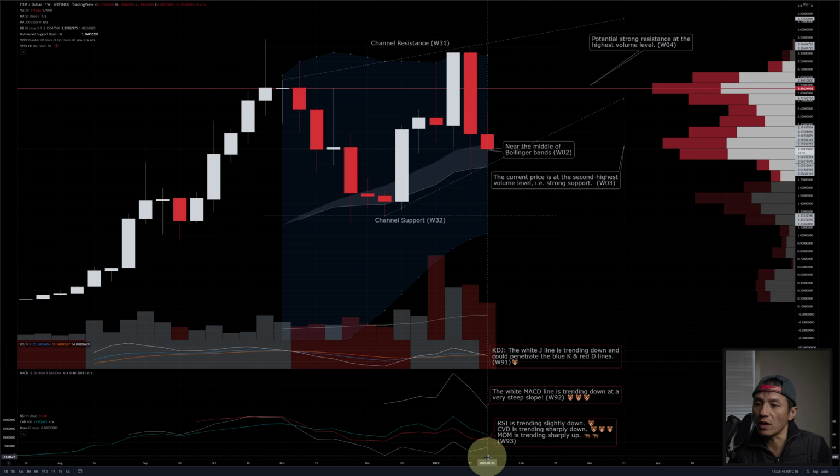Below we have the RSI line here, the CVD line, which is the aqua line, and the momentum white line. So RSI is trending down slightly, that's bearish, the red line. The aqua CVD line is trending down also, but at a steeper slope, so that's bearish.